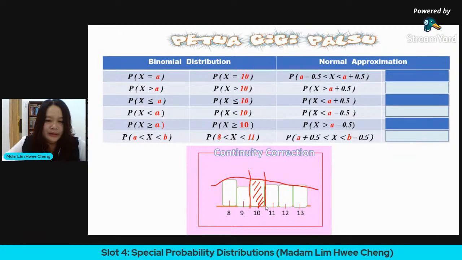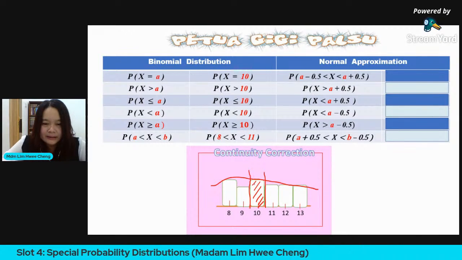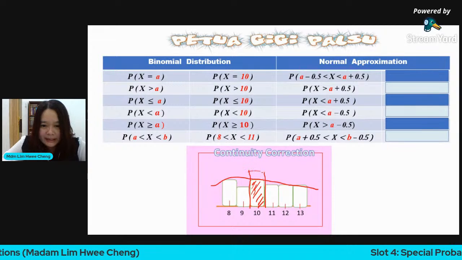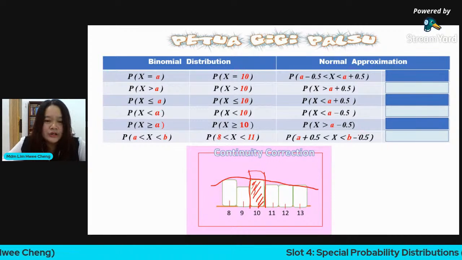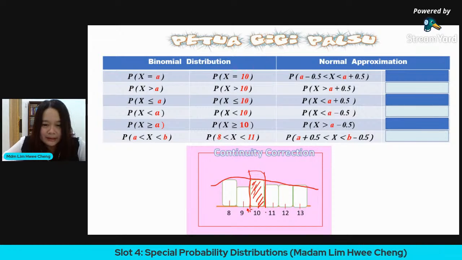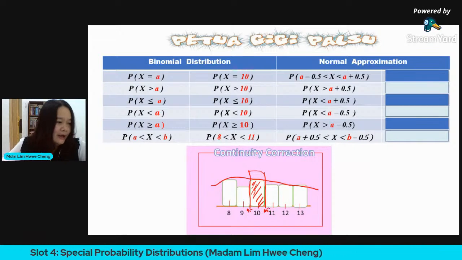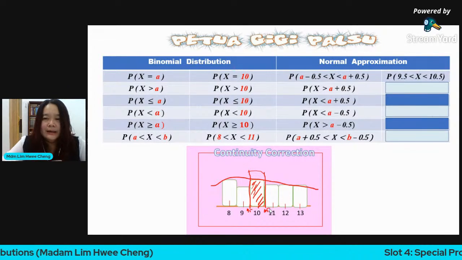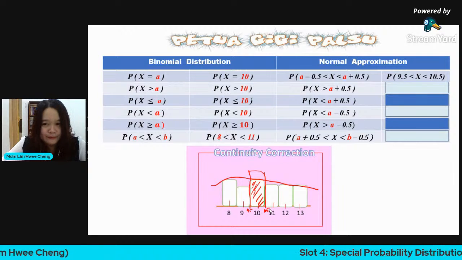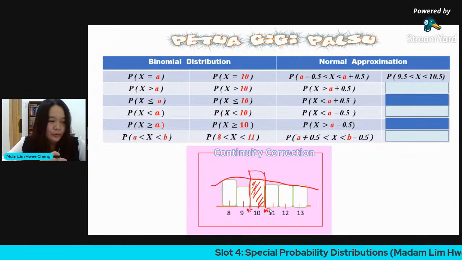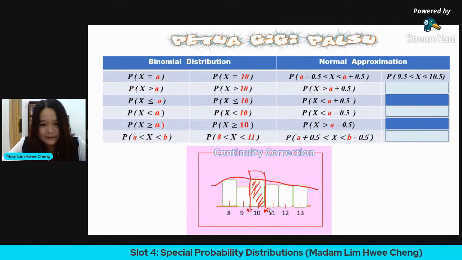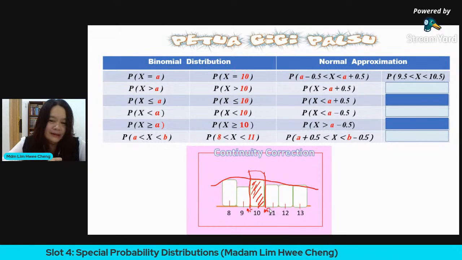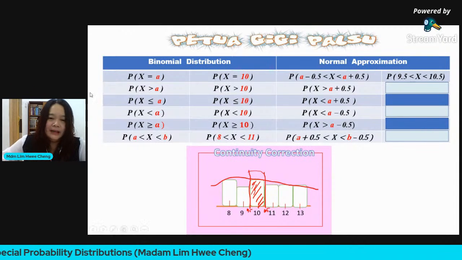And I start to read. The shaded region in the gigi should be the same region as in the normal bell. This is why I change. Here is 9.5, here is 10.5. I have to do the corrections to the value: x is greater than 9.5 and less than 10.5. Clear? Very simple and easy.